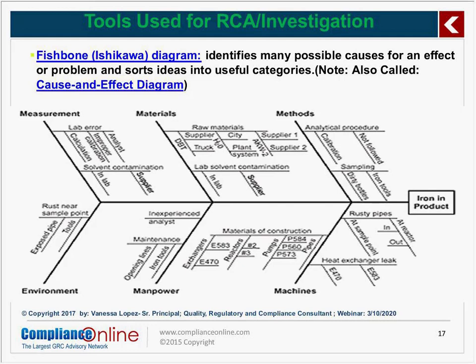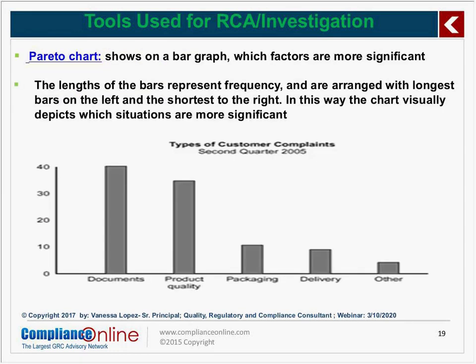Layout of work, forces of nature, improper control of temperature or pressure. You have another category, which is manpower. The root cause of a problem can be due to no or poor management involvement, inadequate capabilities, lack of knowledge or of skill. However, just the Pareto chart, which shows on a bar graph which factors are more important.